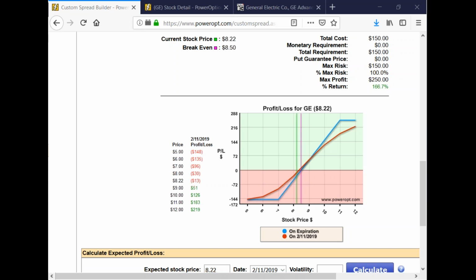Oh yeah, and you could do a March instead of February. I just did the February to show a cheaper cost on the position to go through earnings. Okay, that's all I was looking at there.